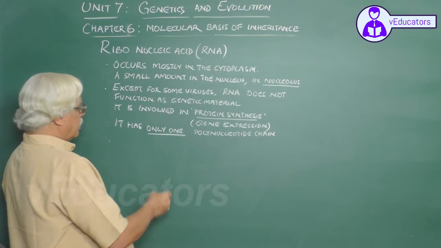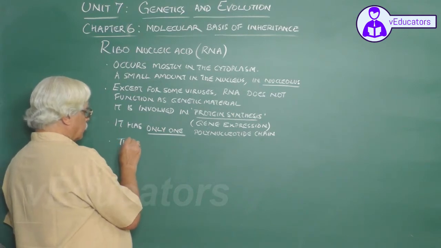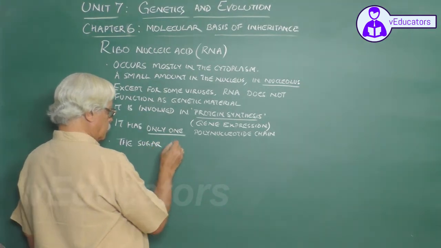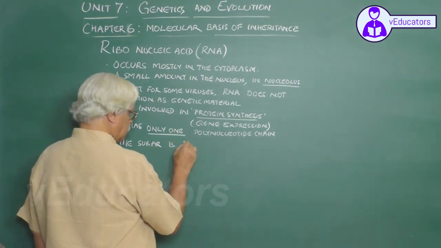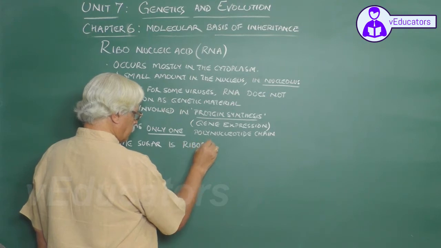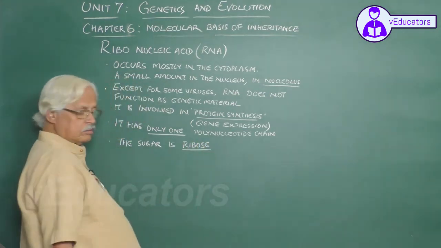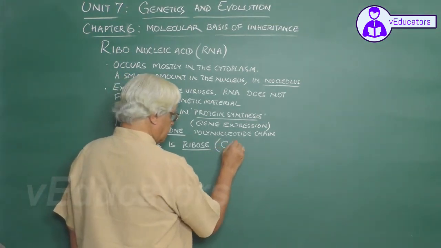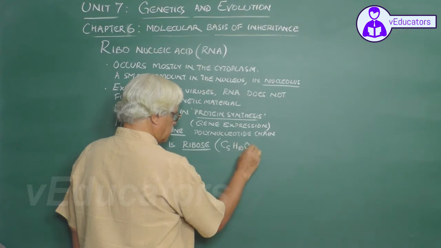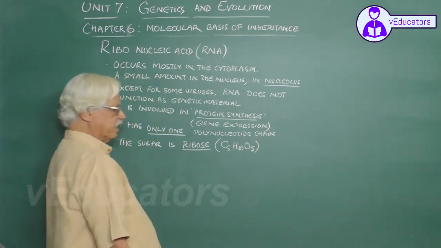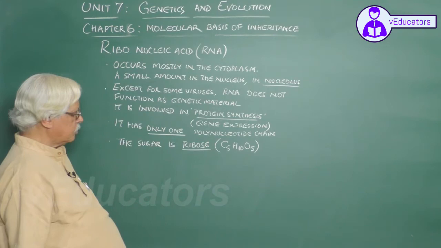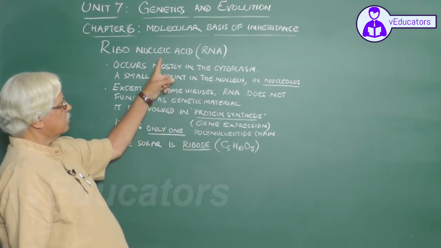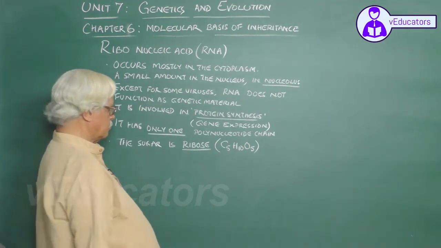In RNA, the sugar is a typical pentose sugar called ribose, C5H10O5. So it is a typical pentose sugar, ribose, hence the name ribonucleic acid.